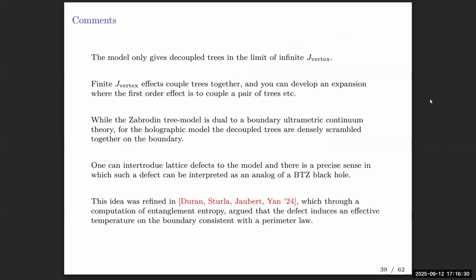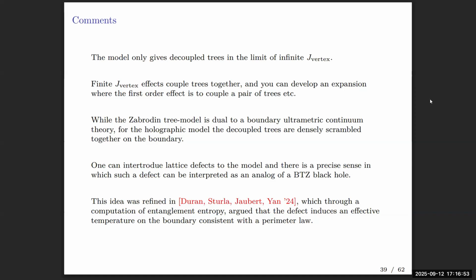Okay, and so just some comments. To get the decoupled trees, you really do have to take G vertex to be infinite, or at least the temperature has to be much lower. But you can work it out perturbatively. The next correction would be looking at the couplings between pairs of trees, right? And then next, you would have two trees coupling with each other or three coupling together. So you could work out an expansion that corrects this tree picture.